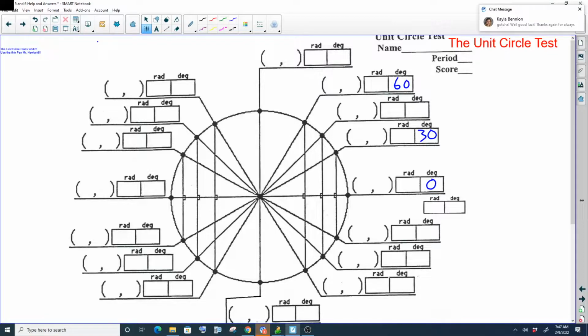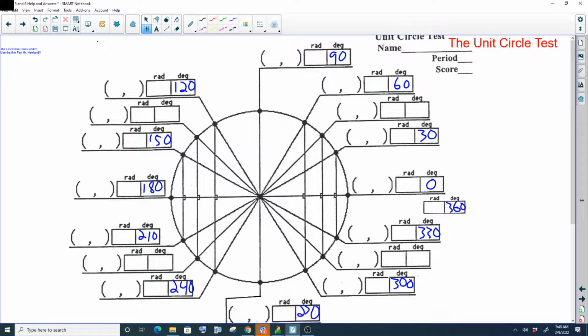So 30, 60, 90, 120, add 30 more, that's 150, add 30 more, that's 180, add 30 more, that's 210, add 30 more, that's 240, add 30 more, 270, 300, 330, add 30 more, and then 360, boom.